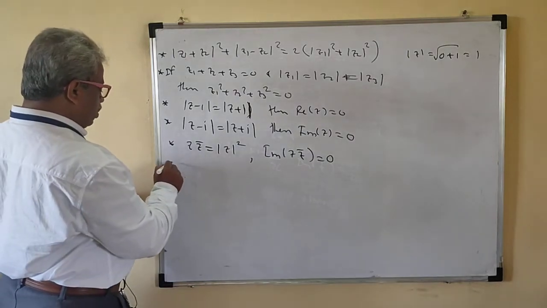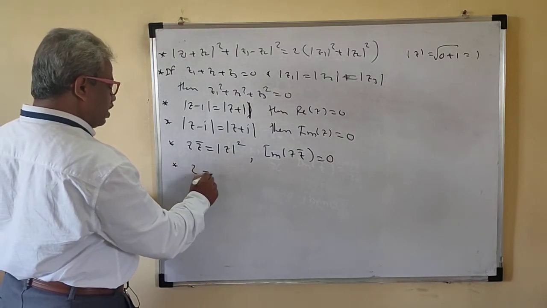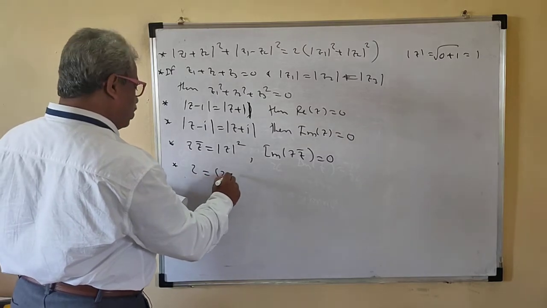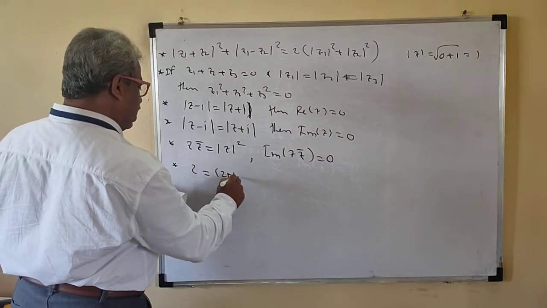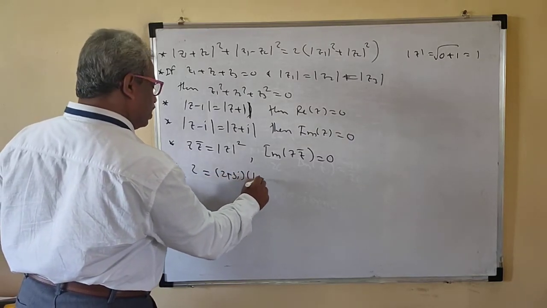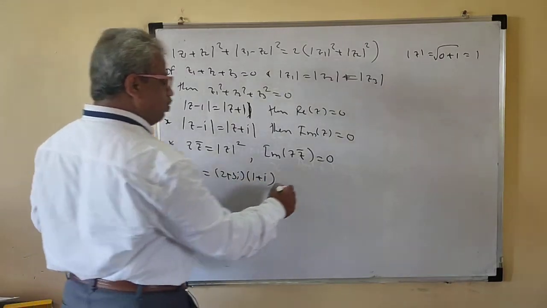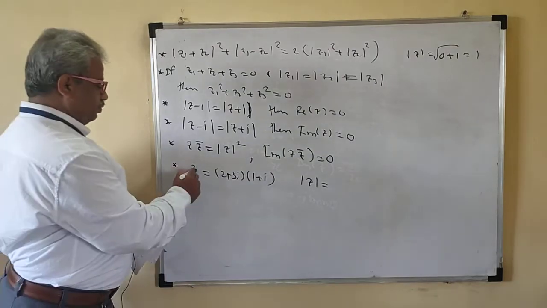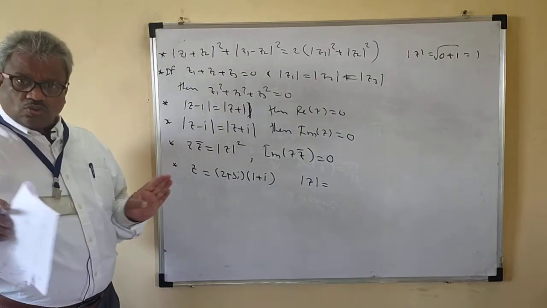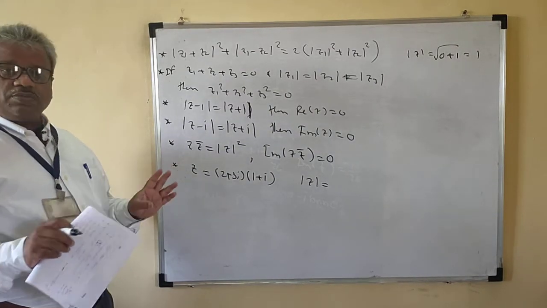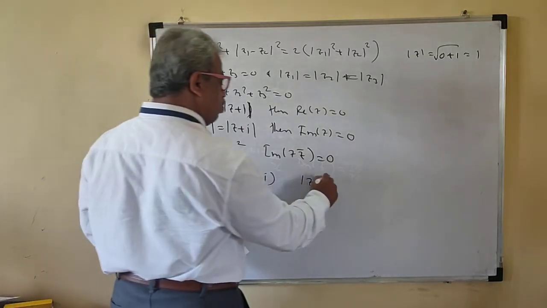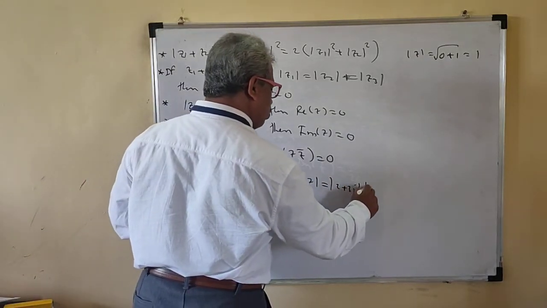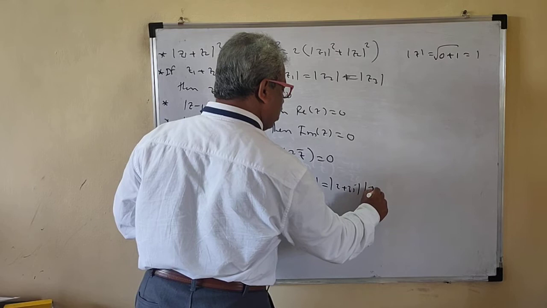Okay. Now suppose z is equal to (2 + 3i)(1 + i). Then what is mod z? Your z is this product. No need to do the product, because you know that mod of z1 z2 is the product of the moduli. So this is mod of 2 plus 3i into mod of 1 plus i.